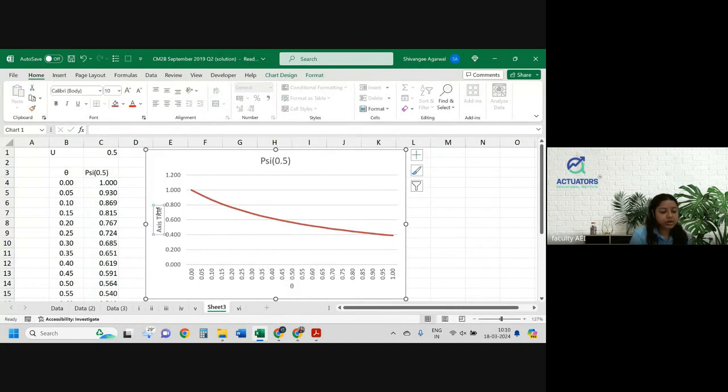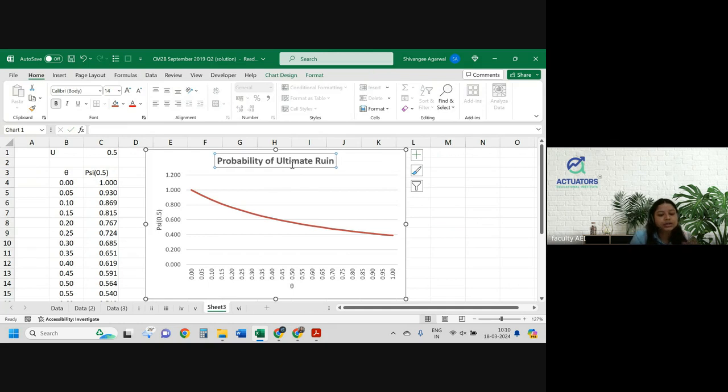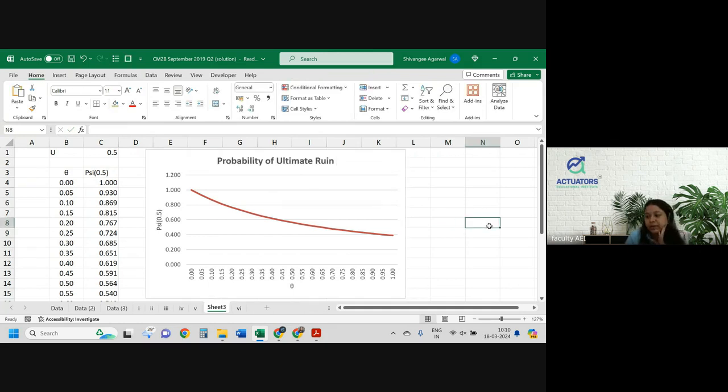This is your xi 0.5. Aap yahan likh sakte ho probability of ultimate ruin. This is very important actually, कि आप लोग renaming करो अच्छे से. इसका marks रहता है 0.5, 0.5, 1 mark रहता है.